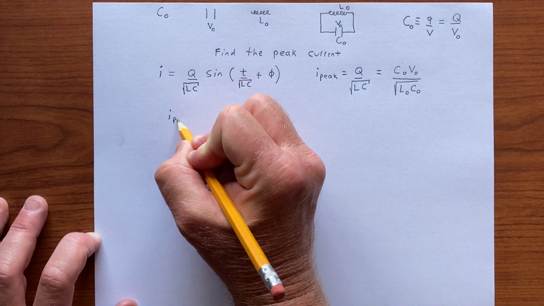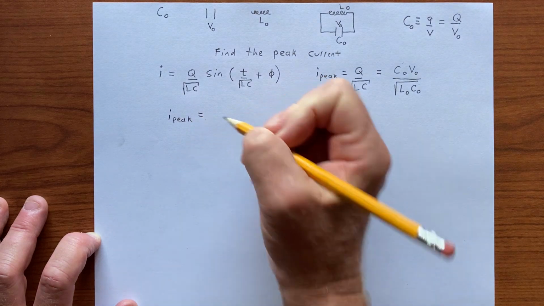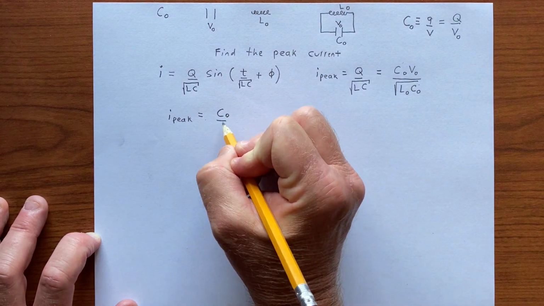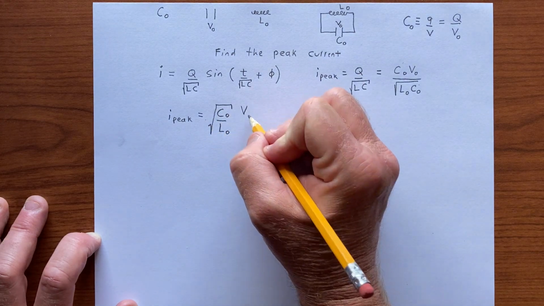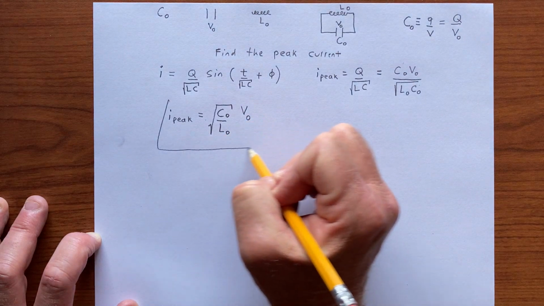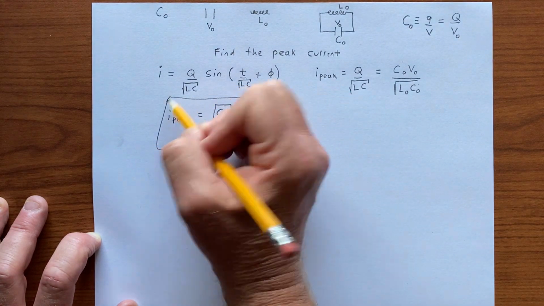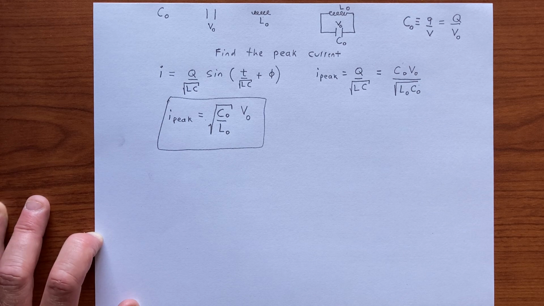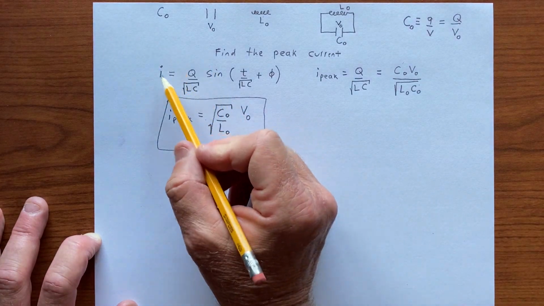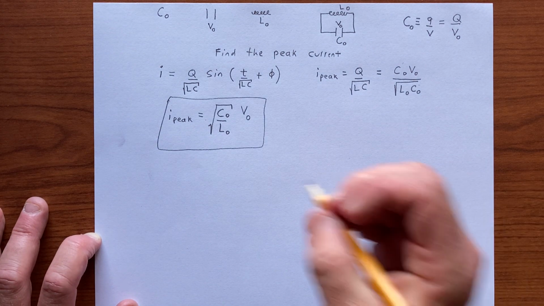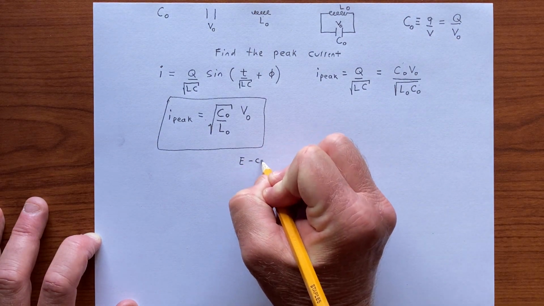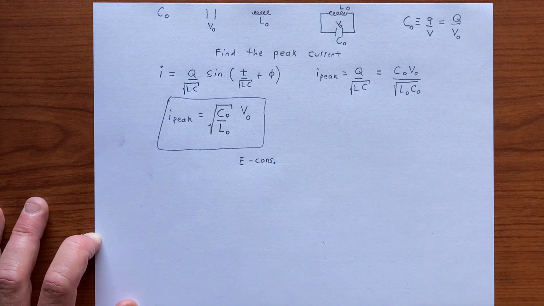And so I peak becomes the square root of C naught over L naught times V naught. All right, we'll just take the positive root because we want the maximum value. Of course, we had to get this from taking a derivative of the charge equation. And the other way of going about this involves energy conservation, right? Avoid going through time, equations that involve time.